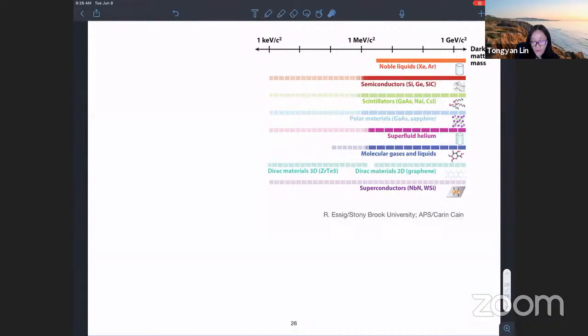There's lots of things I wasn't able to discuss, but hopefully that gives you a sense of why that's a growing and important direction for these sub-GeV dark matter searches.